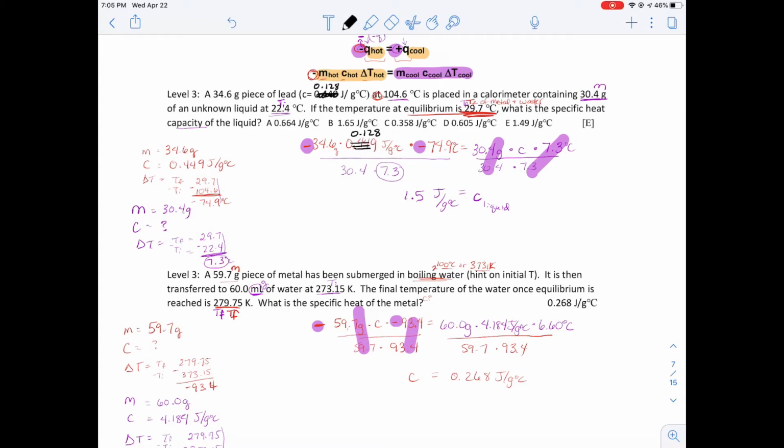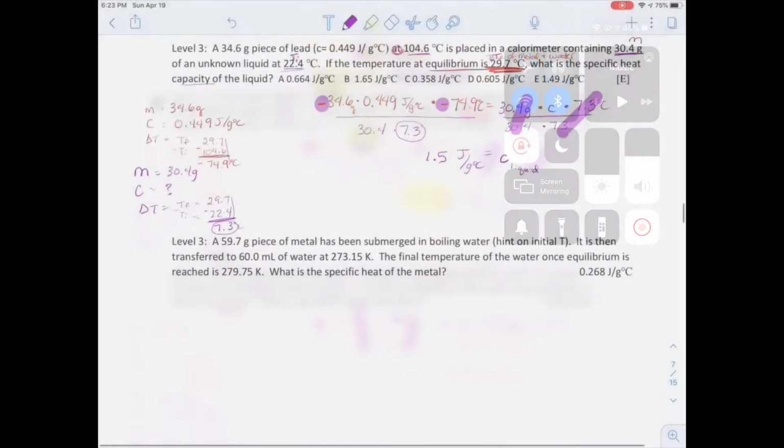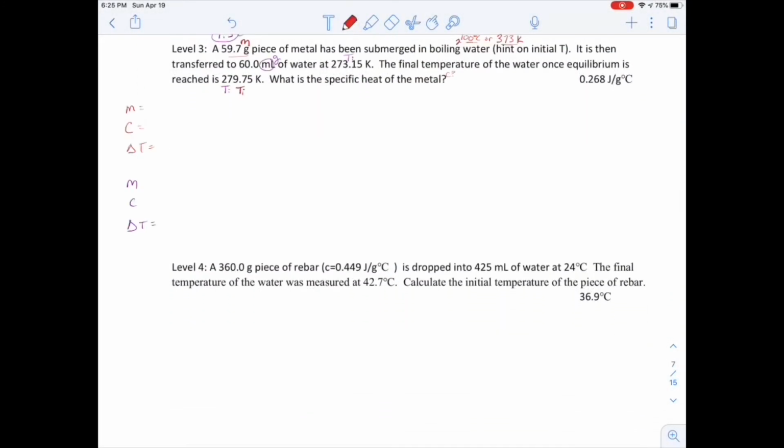So you'll notice on this problem, you probably didn't get the answer I got, and that's because I grabbed the specific heat of iron instead of the specific heat of lead. So if you change it just a little bit, have this little improvement here. You'll notice that putting in 0.128 rather than the number I gave you will absolutely give you 1.5 joules per gram degree Celsius. Pause and try these on your own first.